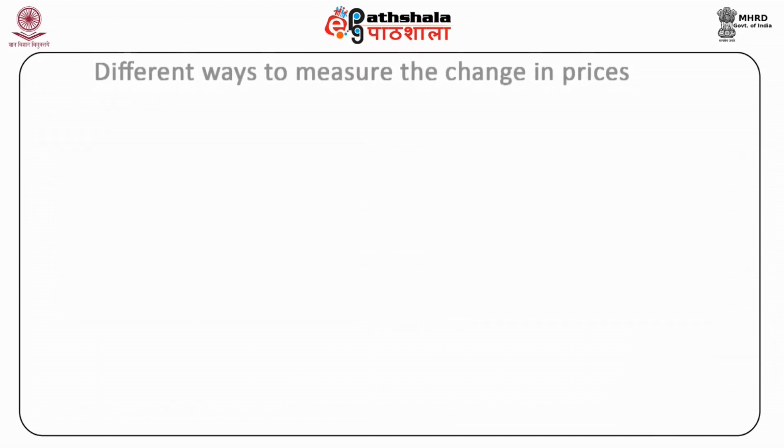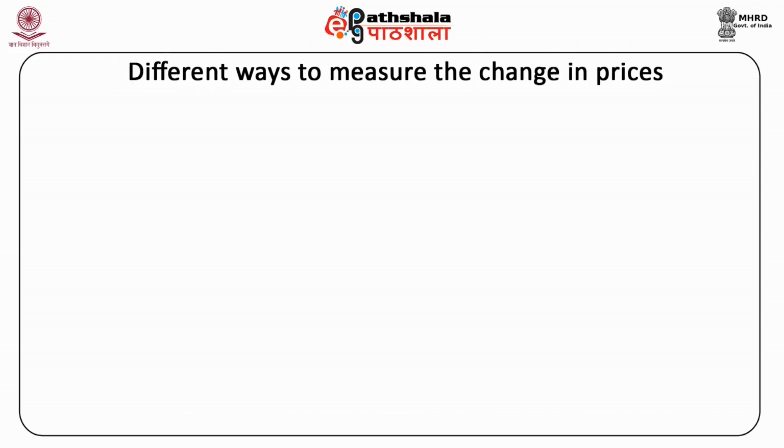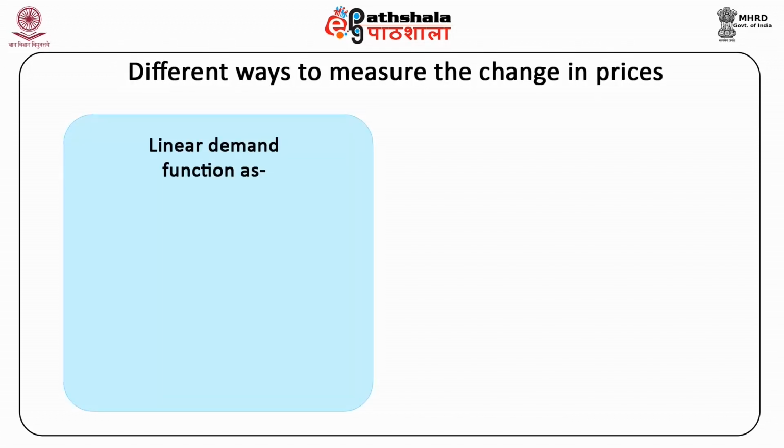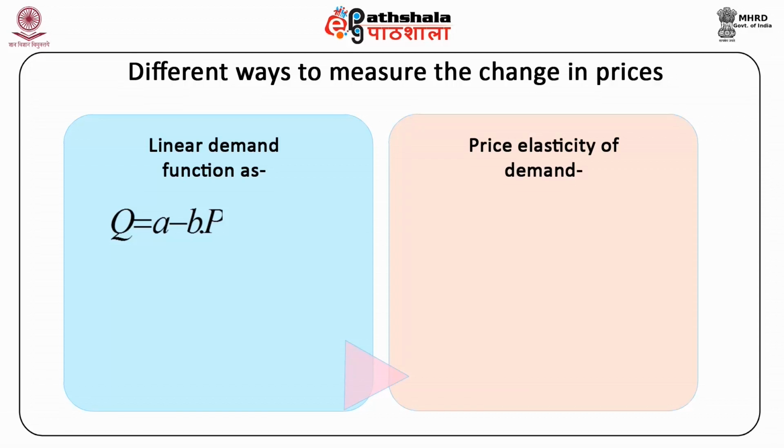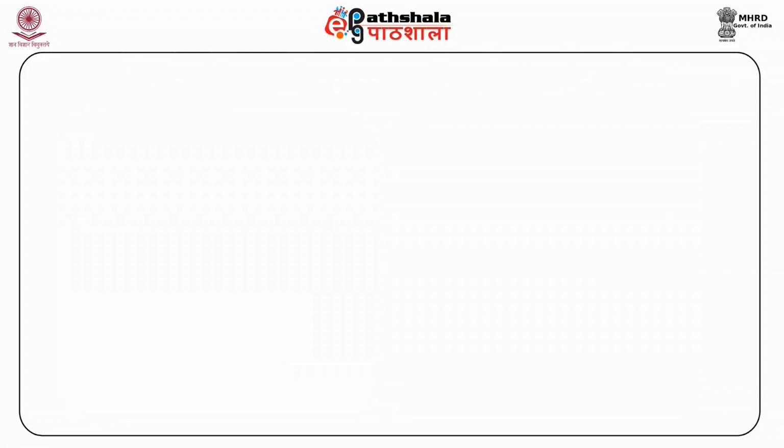Let us now understand how we can measure price elasticity through a linear demand function. Suppose a linear demand function is given as Q = A - B into P. Given the demand function, the formula for measuring the price elasticity of demand, that is EP, can be expressed as follows. EP = -B into P by Q, where B = change in Q by change in P. The derivation of this is as follows.